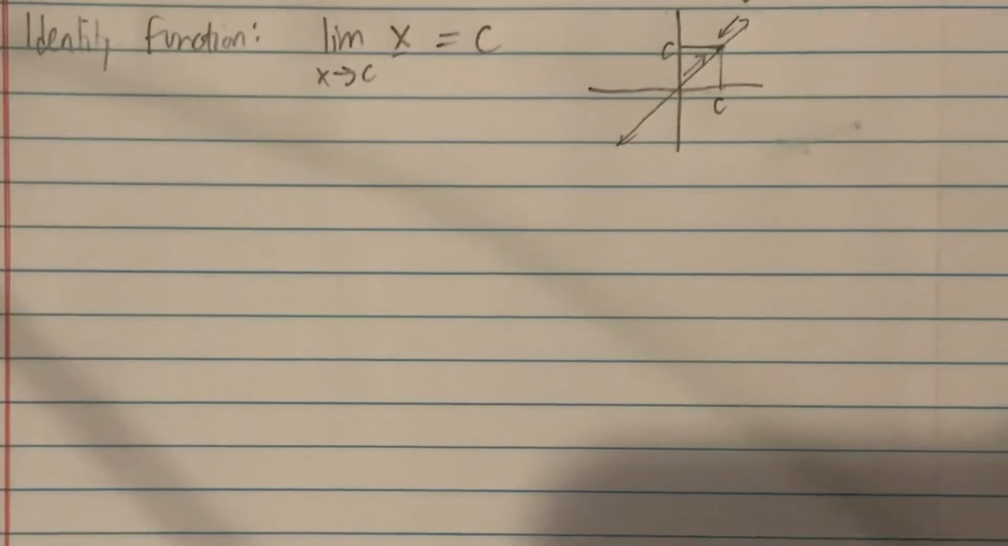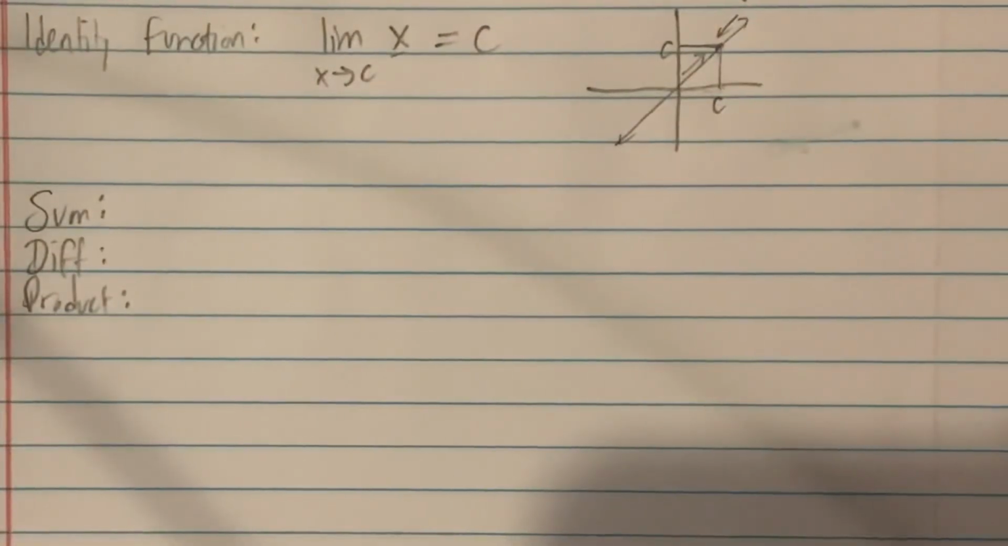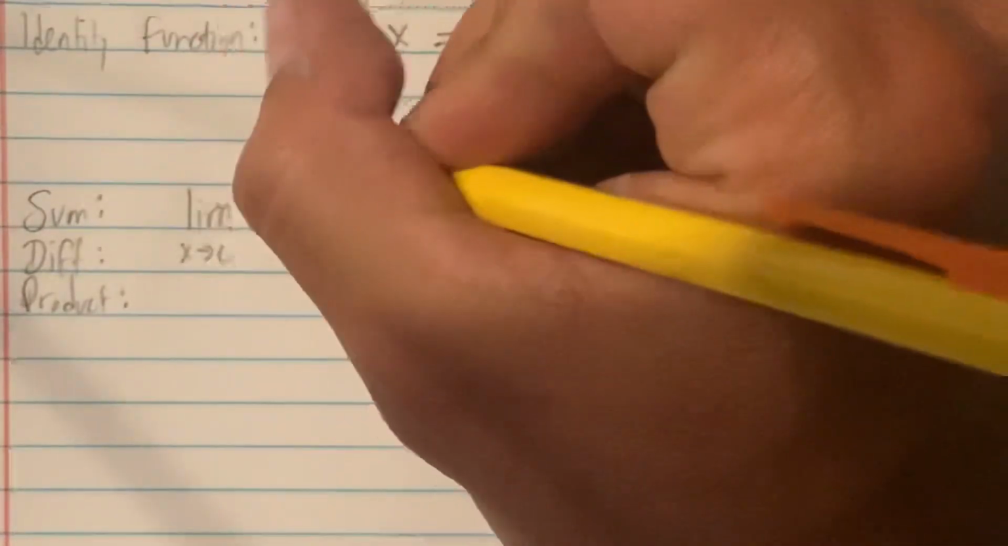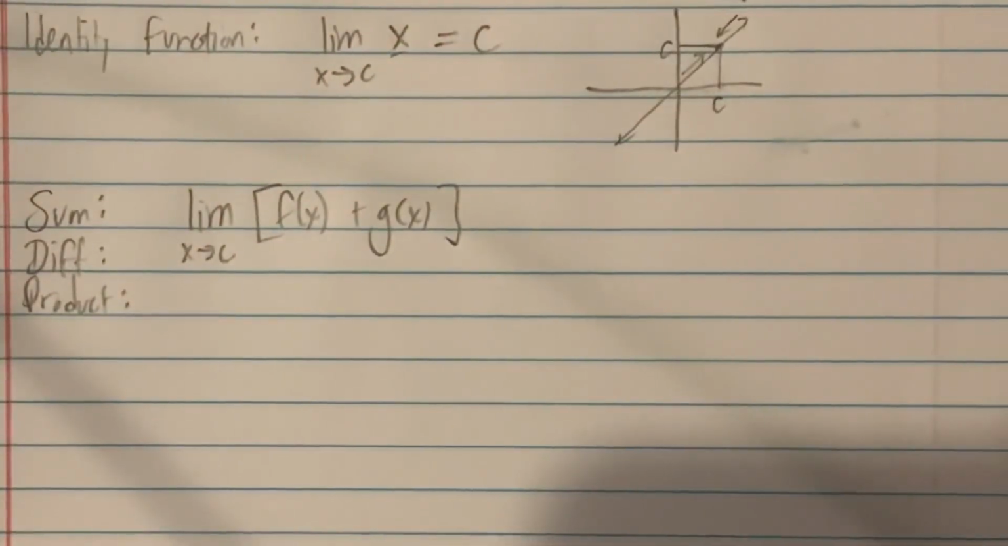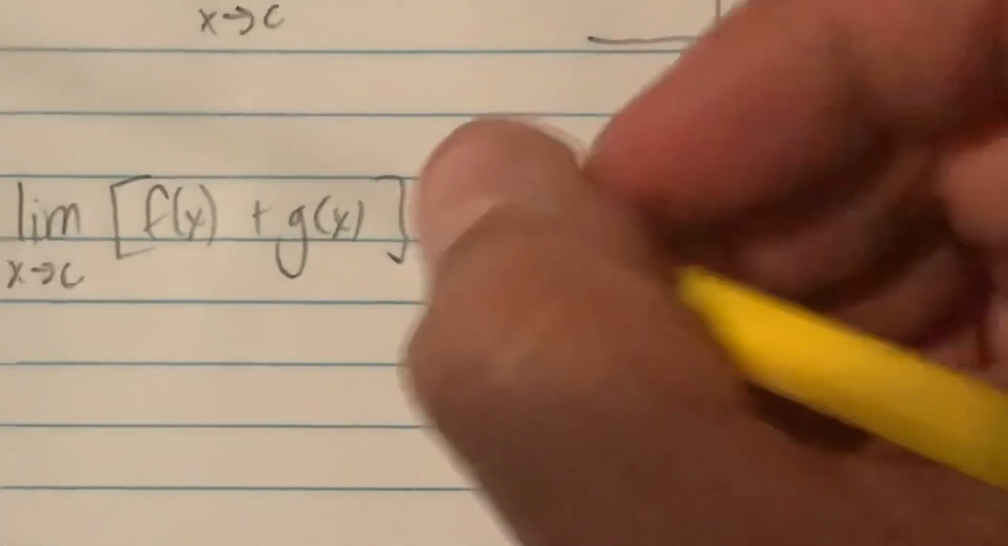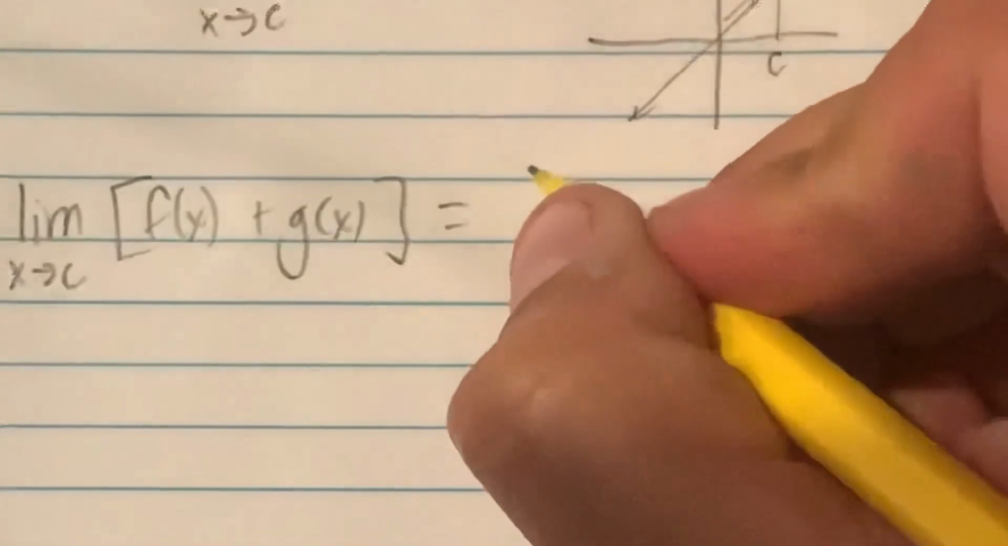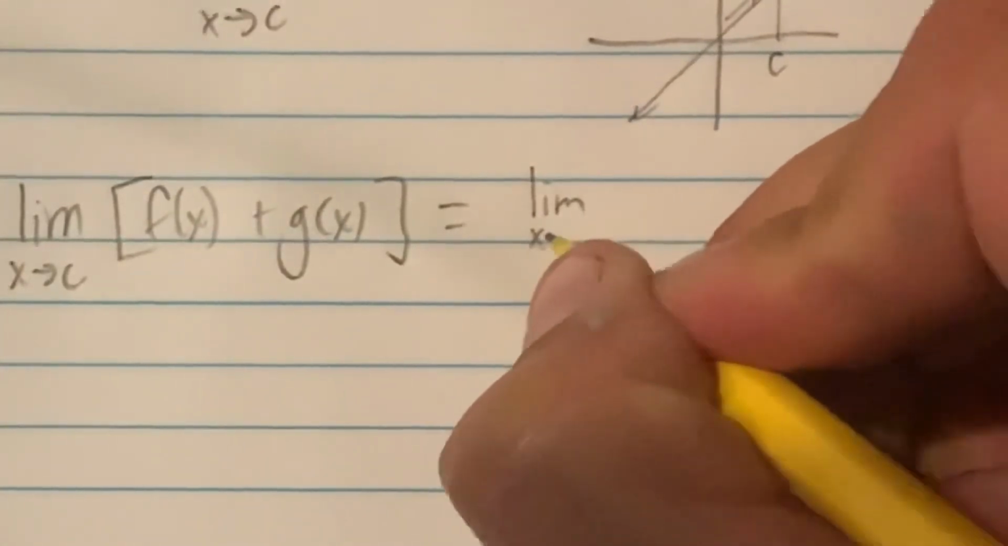I want to give you another list of the rest of the types that you're going to see. The first three, which are going to be sum, difference, and product, are going to look exactly the same. I'm going to say that this is the limit as x approaches c, and we're going to write this as two separate functions. Let's call them f of x and g of x. This is really going to be intuitive, and I'll show you why this is going to be true in just a second. I can take the limit and I can apply it to each function.